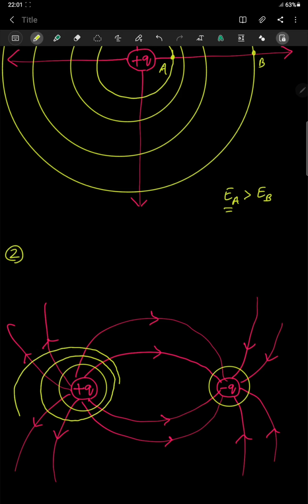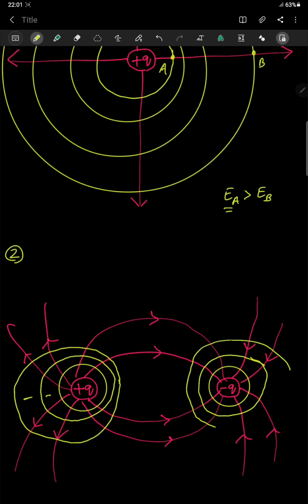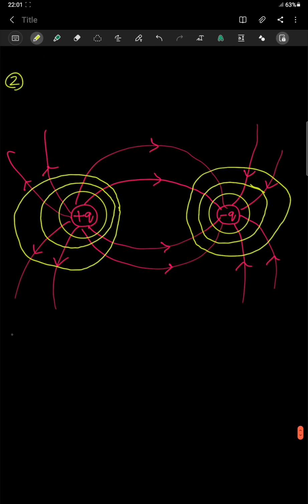Can you mark the difference? You see this spacing, this side spacing is increasing, whereas the other side it is decreasing. Okay, it will be something like this. Okay, so this is the figure or the equipotential surfaces for a dipole. I hope this one is clear. Let us go to the third case.